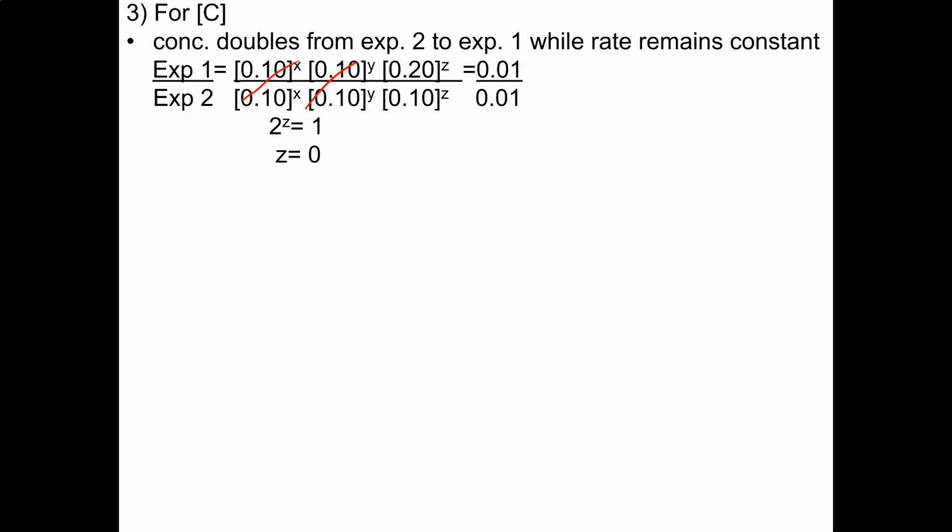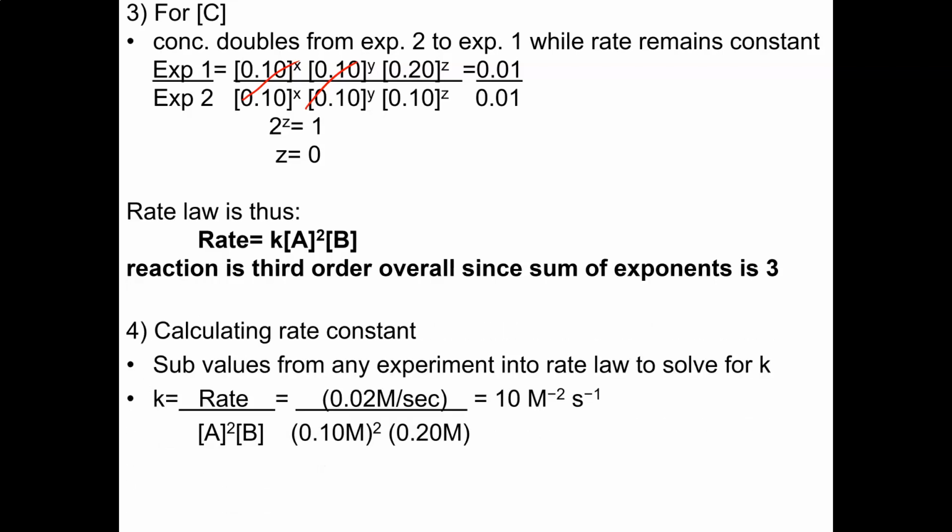So what does this tell you conceptually? That tells you that Z has no impact on the rate of the reaction. Even though it's involved in the reaction, whatever you do to Z is not going to matter. It's not going to change how fast the reaction occurs. It's always going to be based on the other two chemicals.